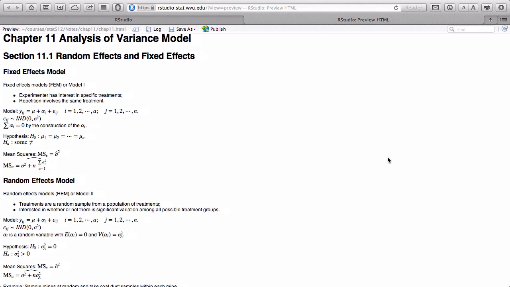We can get what are called expected mean squares, and for the first model, which we call a fixed effects model, or we sometimes call it model 1, we're assuming the alphas are fixed, but suppose the alphas aren't fixed, suppose they're random.